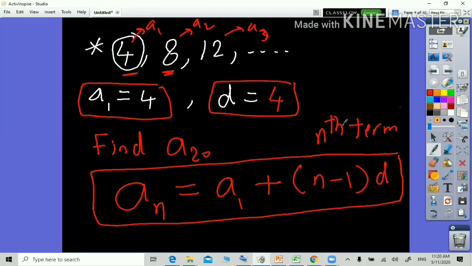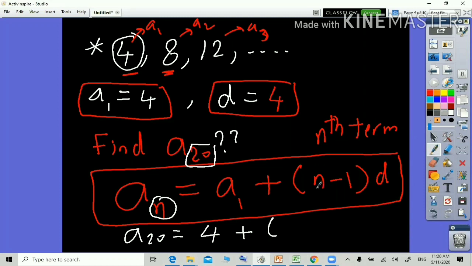What does nth term mean? Nth is the number of the term. By using that rule, you can find the value of any term. Let's apply that to find A20, to see the importance of the rule. A20 equals, I will apply that rule. Instead of n, I wrote 20 because I need the 20th term. What's A1? A1 is 4, so I will write 4. Plus, what's n? That number is n, the number I need to find.